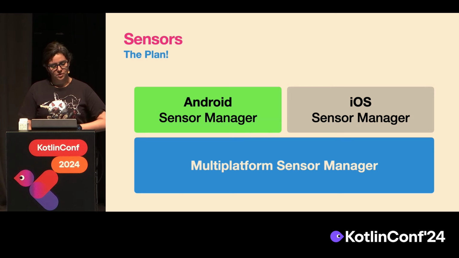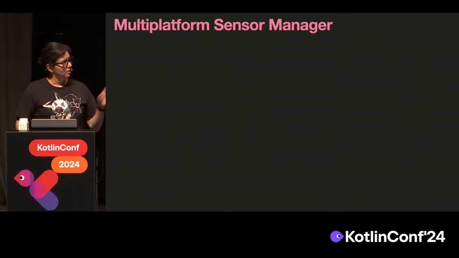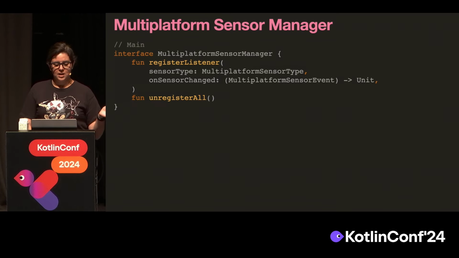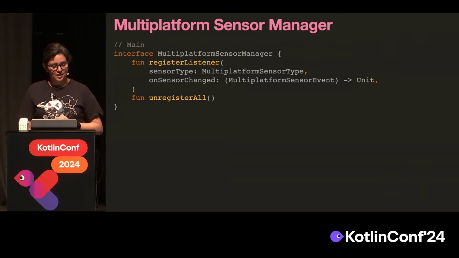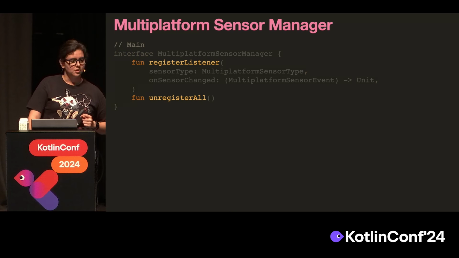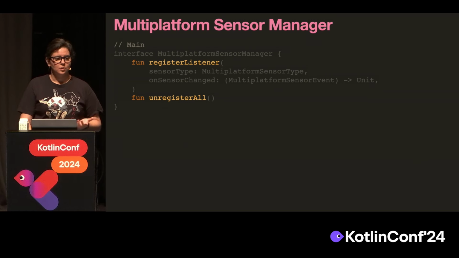Cool, but let's translate this to code so you get a better idea of what I'm talking about. An easy implementation of this multi-platform sensor manager is basically to just create an interface. In this case, we're going to create it in main. We're just going to call it, because I don't have creativity for names, multi-platform sensor manager. And in there, I'm just going to define two functions: register listener, for whenever I want to register a new listener for any sensor I have, and unregister all.